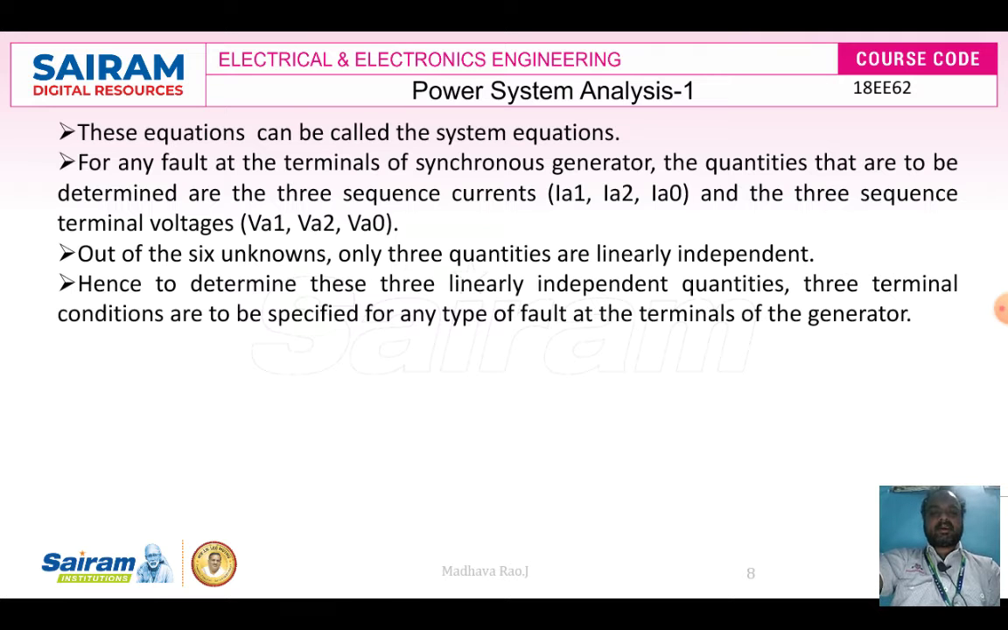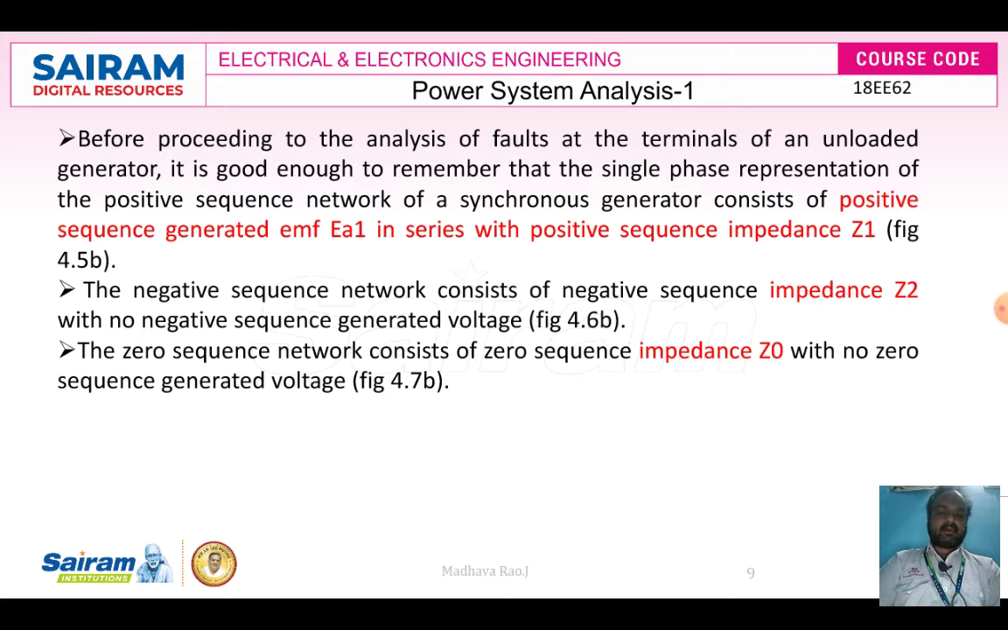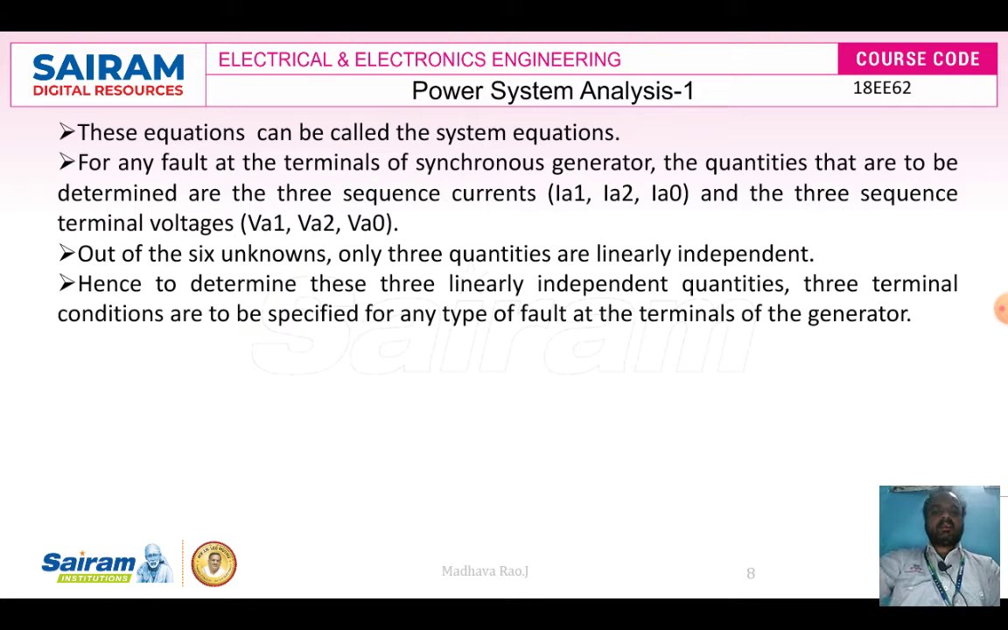Out of six unknowns, we know three quantities are linearly independent. Hence, to determine these three linearly independent quantities, three terminal conditions are to be satisfied for any type of fault at the terminals of the generator. So we need to determine the three terminal conditions.